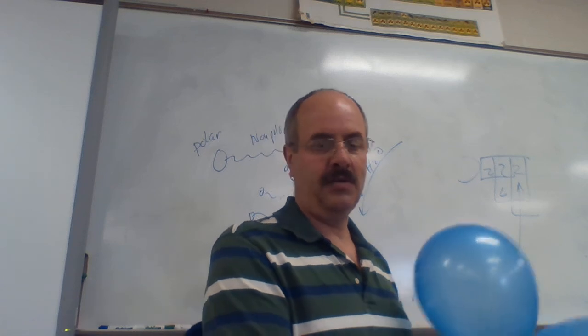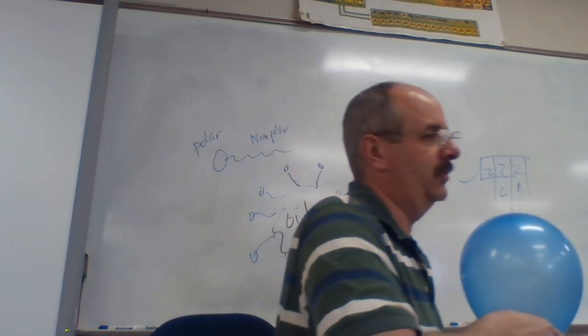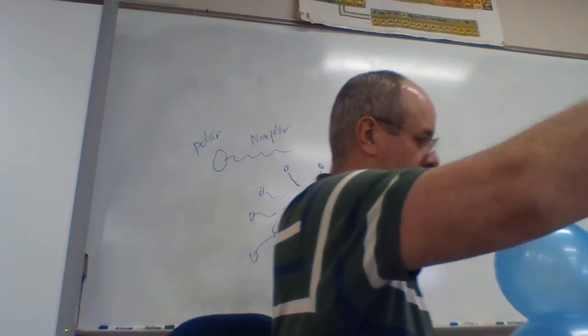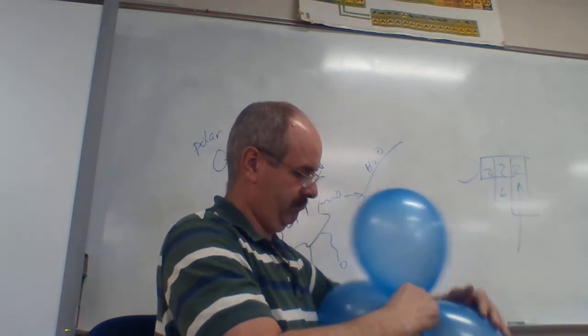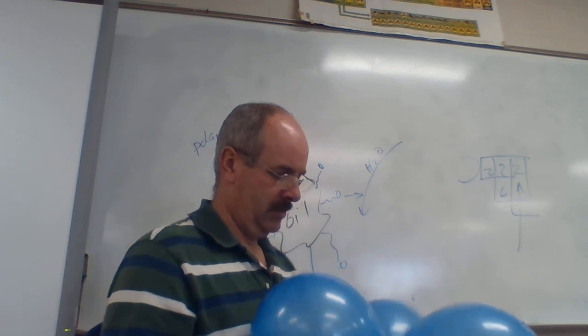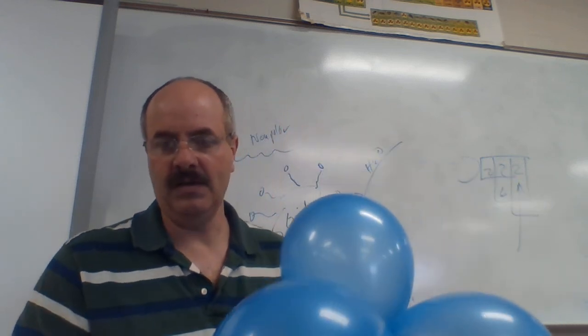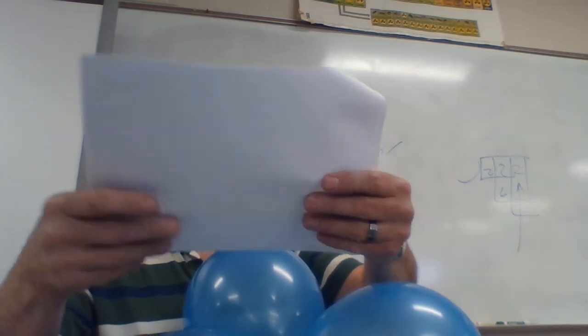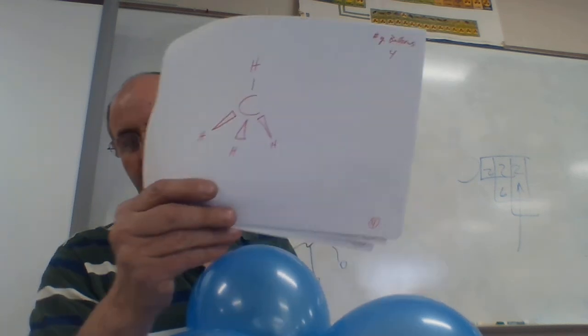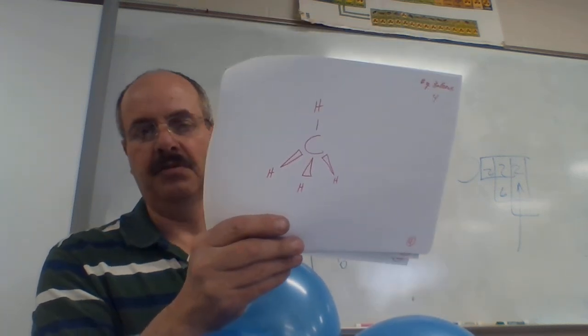All right, now let's go to the next one, which happens to be four balloons. So I need another blue balloon. Stick him in here. Now let's see if we can get... All right, so this happens to be methane, which is the stuff that comes out of the gas valves. It's probably what you use to heat your house if you have natural gas.